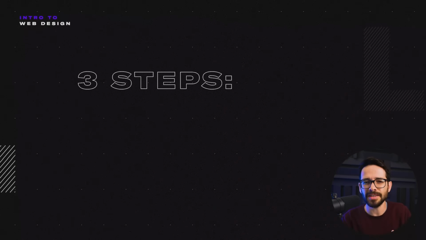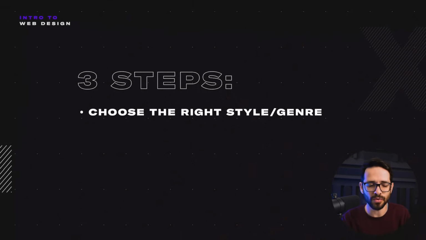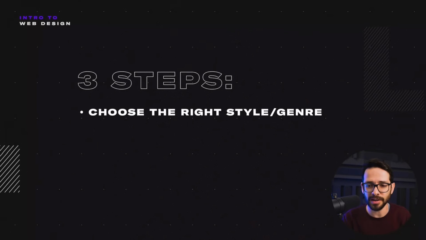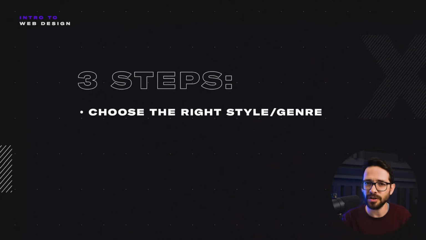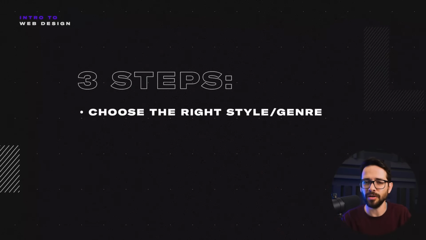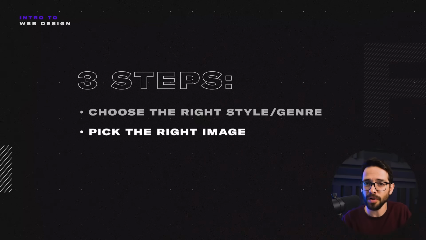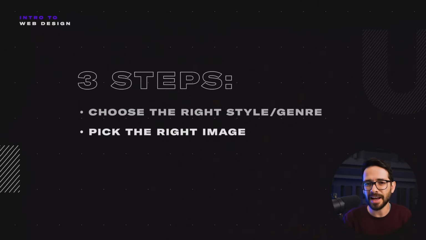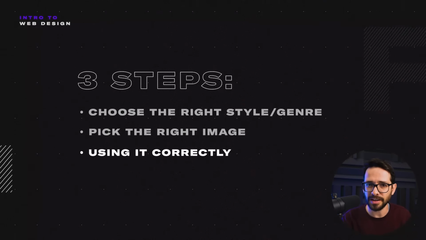Now, let's get started. There are basically 3 steps, I think, to coming up with and using the right images. The first step is you have to decide which style you're going to use, which genre of images, whether it is photography, an illustration of some sort, understanding which genre you're going to be working with. The second step is how to pick the right image within this genre. And the third step is how to use it correctly inside the website in terms of layout, how to compose the image and the text together. So let's go ahead and break down these 3 steps.